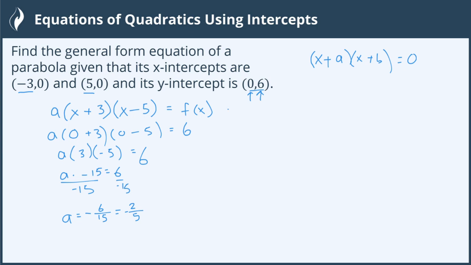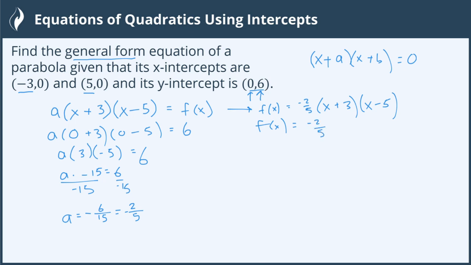So let's put this all in. So we're going to say f of x equals -2/5 times (x plus 3) times (x minus 5). We're almost there. It asks us to do it in general form, which means we need to go ahead and multiply out the x plus 3 and the x minus 5. And then we're going to distribute the -2/5 as our last step.